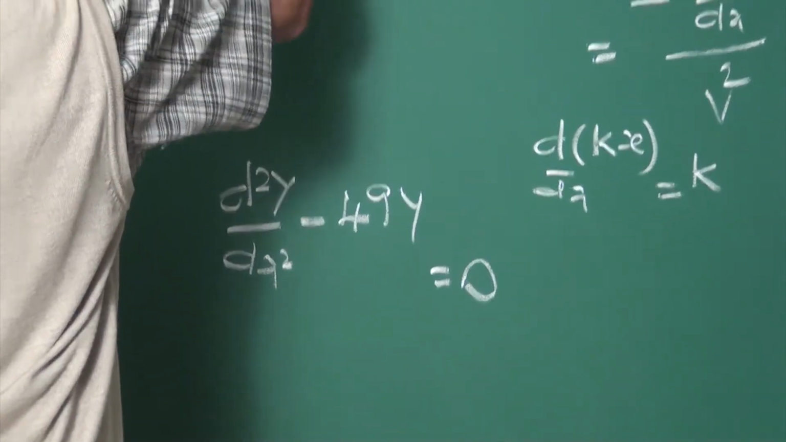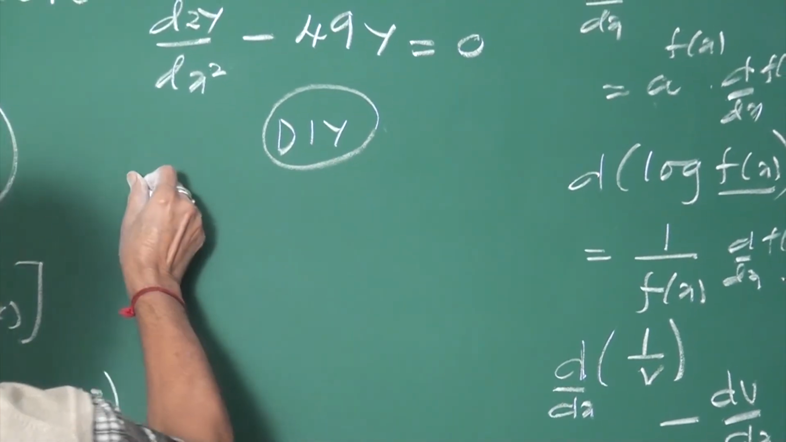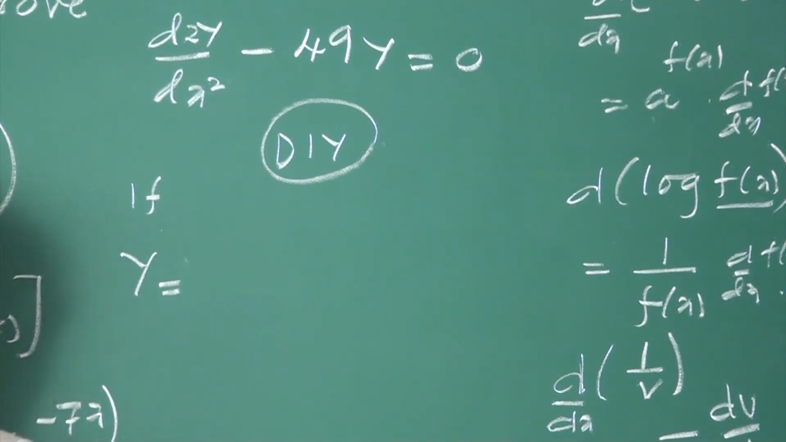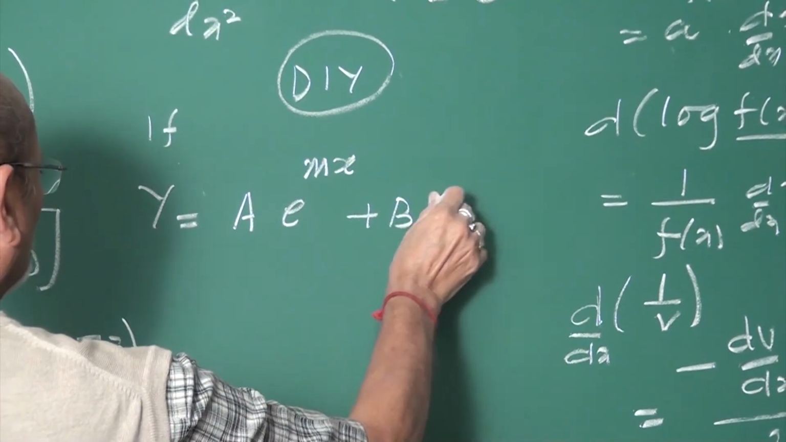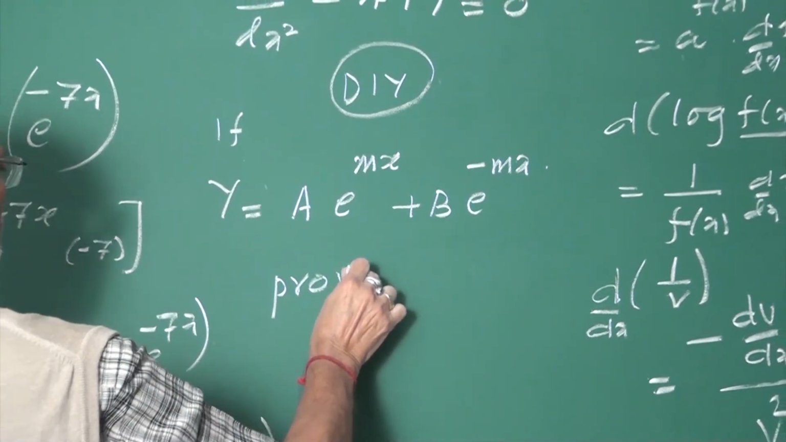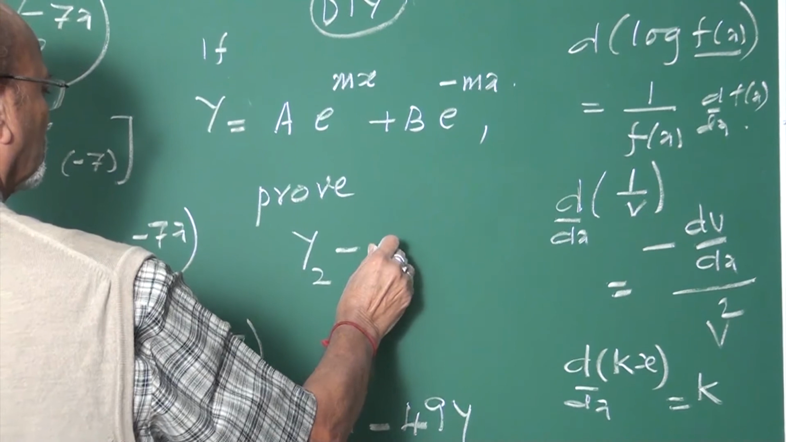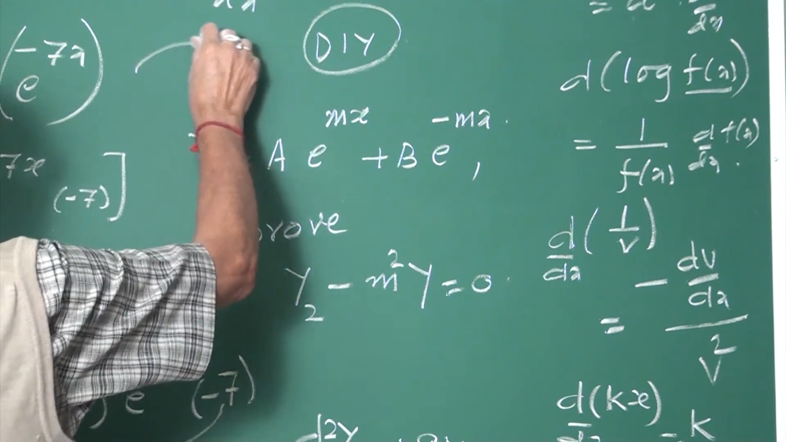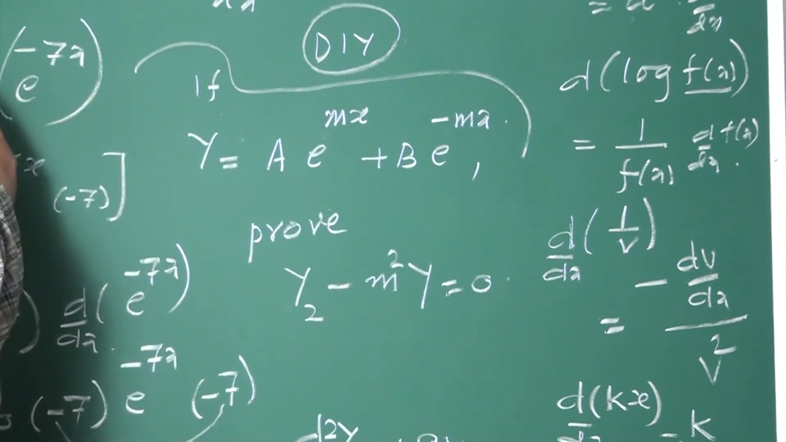Same, you do it. Same example, my friend, but with a slight change in those constants. If y equals a into e to the power mx, standard example, plus b into e to the power minus mx, then prove that y2 minus m square y equal to 0. y2 is the second derivative. Yes, my friend, see here, plus mx, minus mx, like plus 7x, minus 7x.